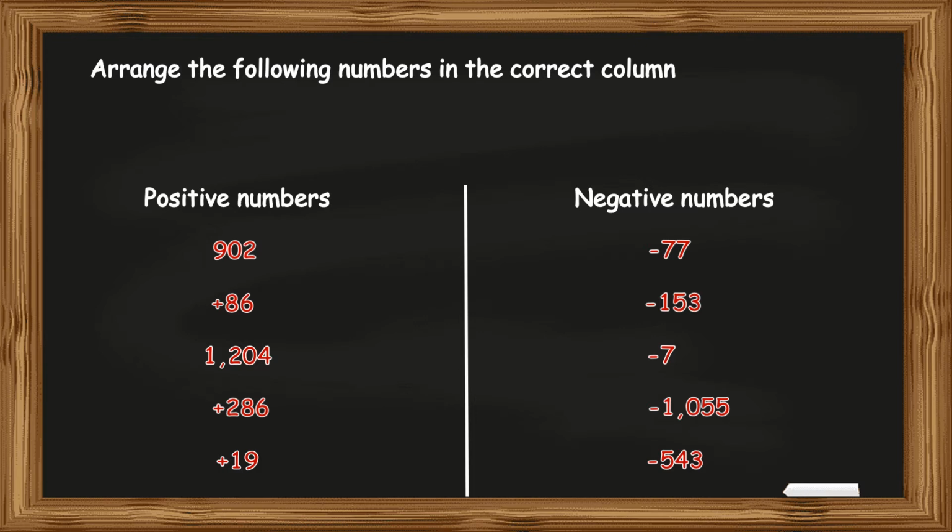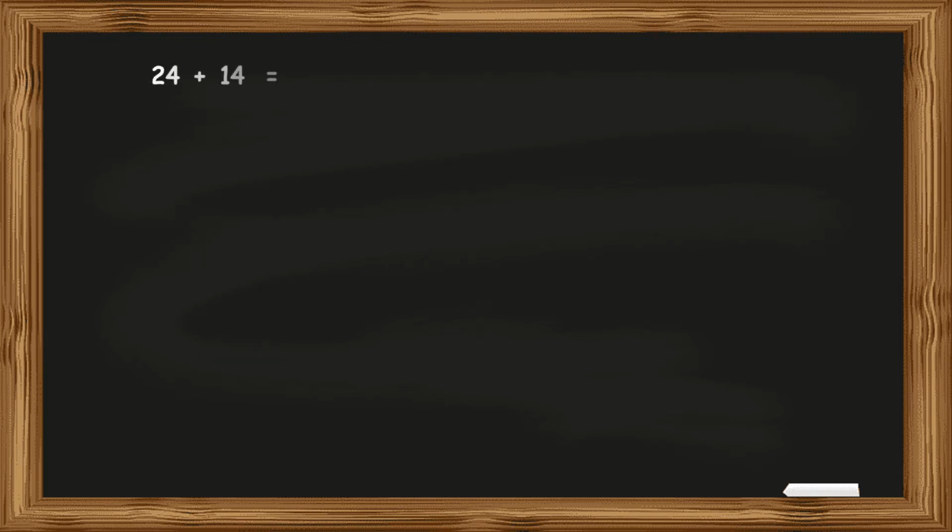After the exercise, let's solve few sums. 24 plus 14. Very simple, you have to add both the numbers and the sum is 38. 14 minus 8. Easy to solve. Subtract 8 from 14 and the difference is 6. But suppose you get 24 plus 14 minus 8. Then what will you do?